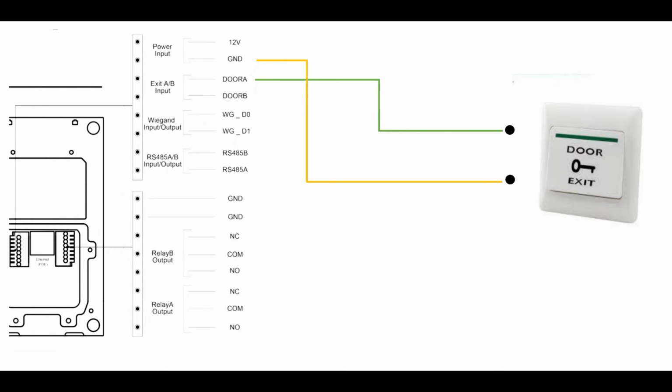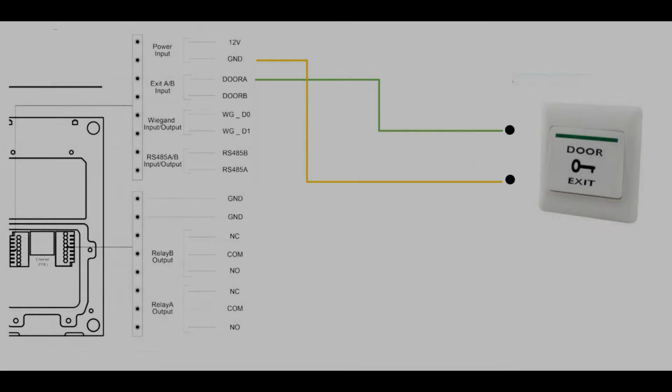One wire is connected to the door A input port. If you wish to connect it to the door B input port, you need to configure input B on the device web interface. The other wire is connected to the GND port.